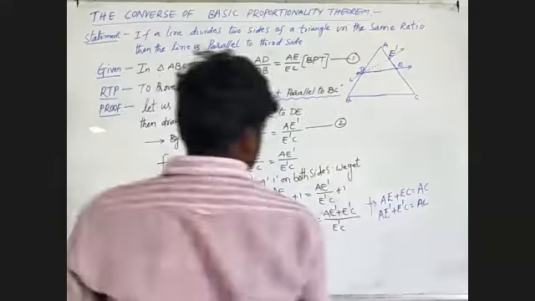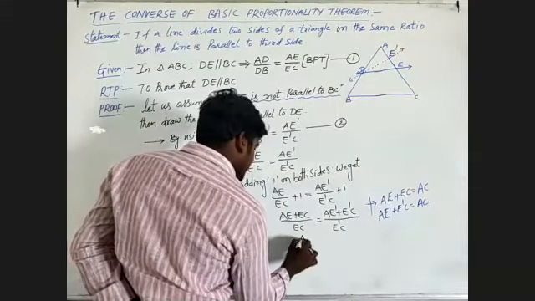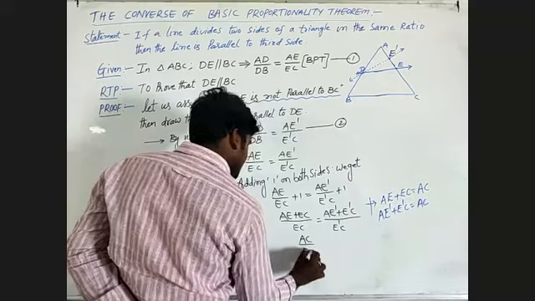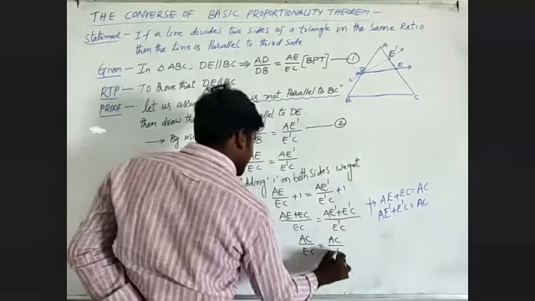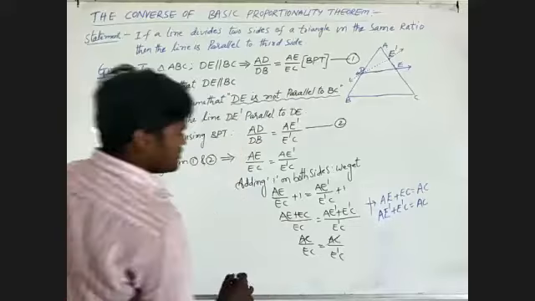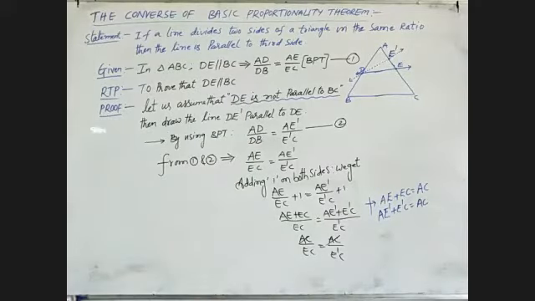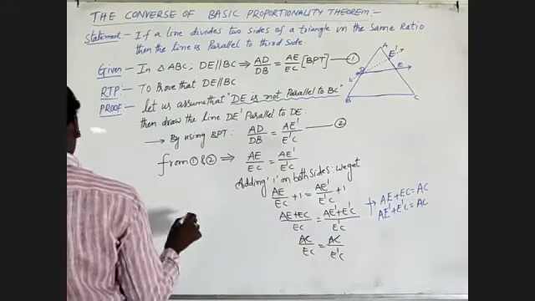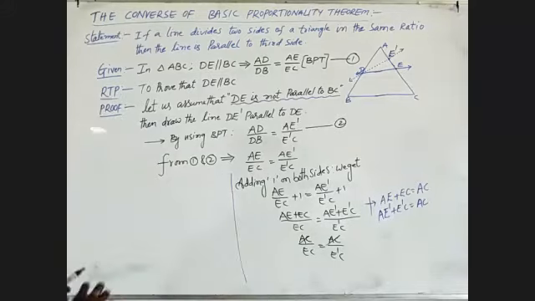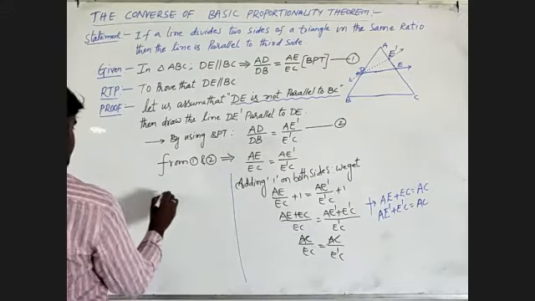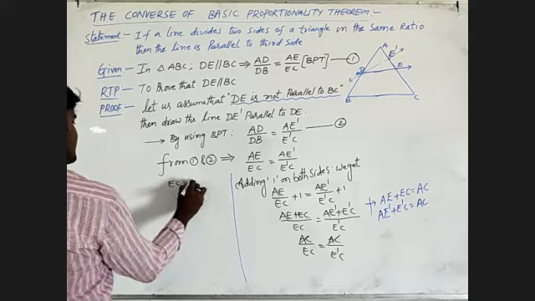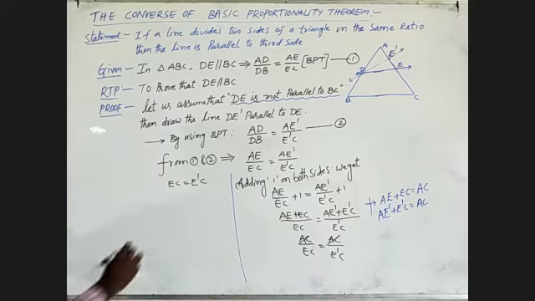What do I have to write in this one? AC by EC is equal to AC by E dash C. Both AC and AC will be cancelled. Then the remaining is EC must be equal to E dash C. I will write one statement.